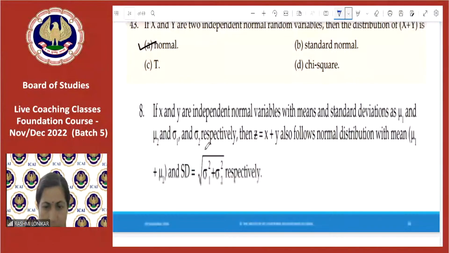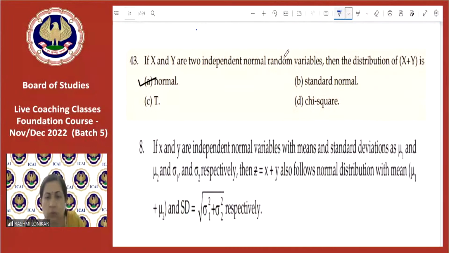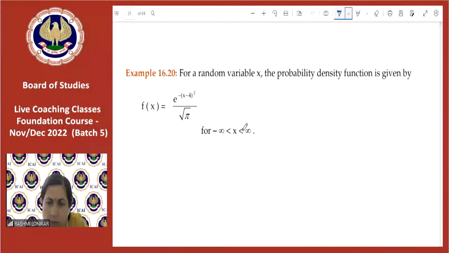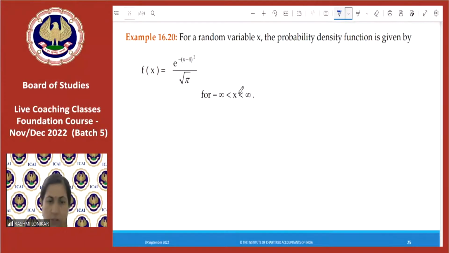That itself we are using here. X and Y are two independent normal variables, and the distribution of X plus Y will also be a normal. Here I have already written it for you. Now, let us go to the sum. Now, this is the 20th sum in the book.